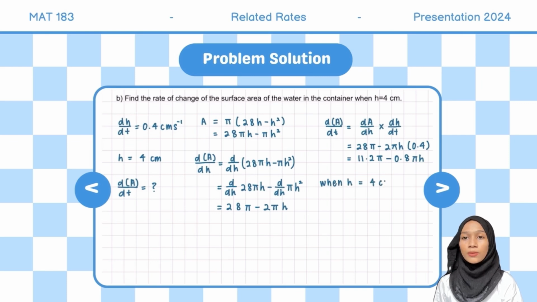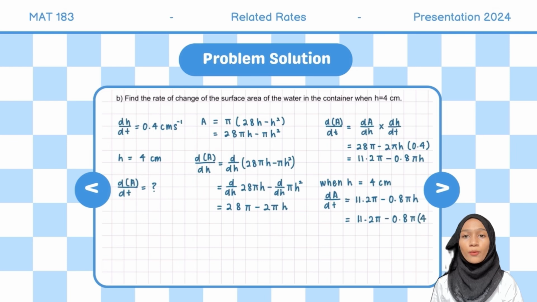After that, we substitute h with 4 cm. dA over dt equals 11.2 pi minus 0.8 pi h. Substituting h with 4 cm, it becomes 11.2 pi minus 0.8 pi times 4. We expand the equation and we get 11.2 pi minus 3.2 pi. And the final answer is 8 pi cm squared per second.